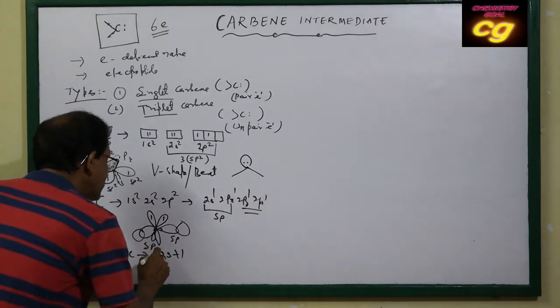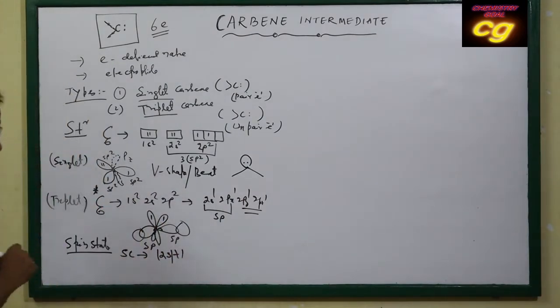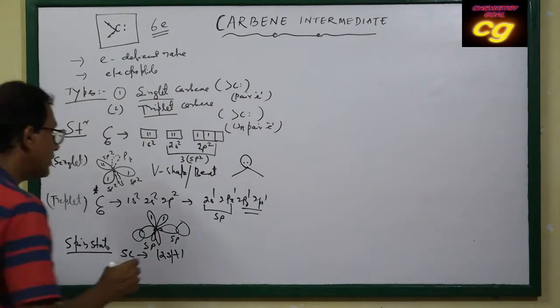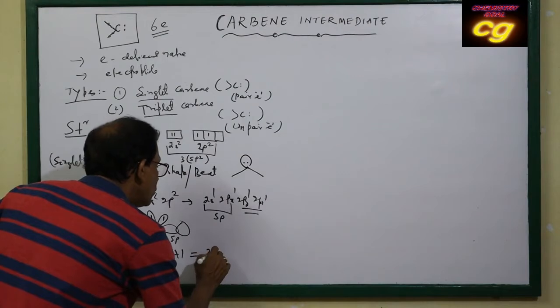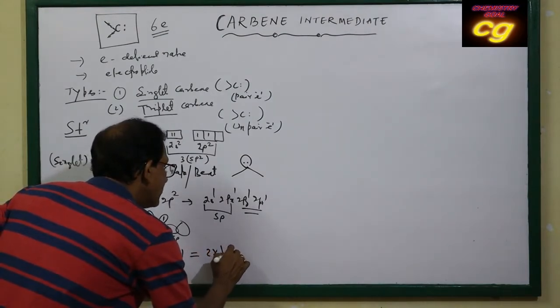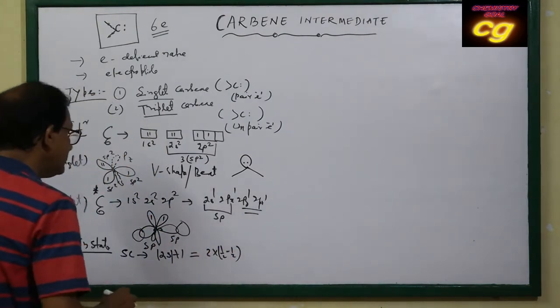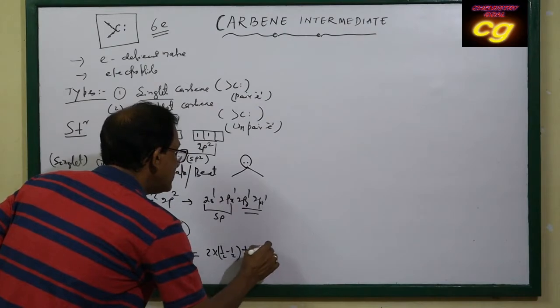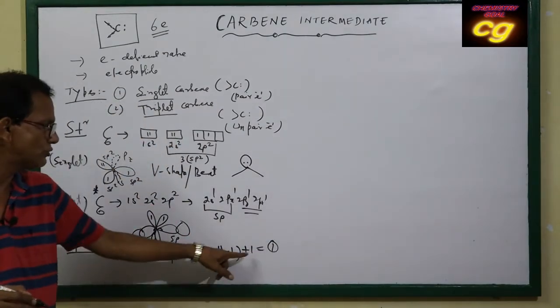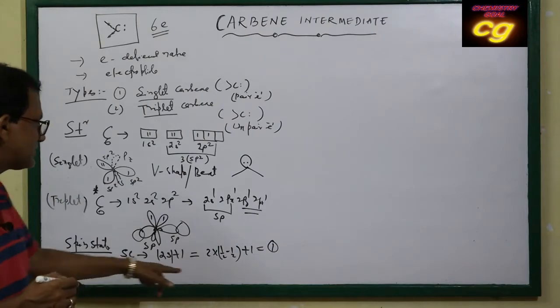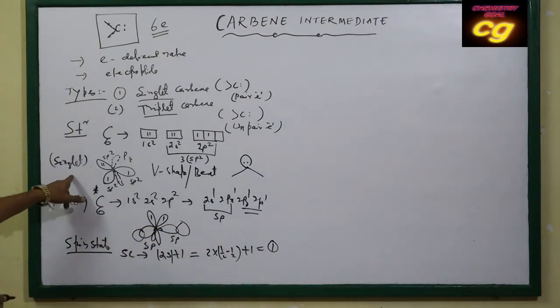2S plus 1 will be in positive form, so the result is 2. Suppose in case of singlet, two electrons: one is plus half, another is minus half. So 2 into plus half minus half, then plus 1, the result will be 1. Plus half minus half is 0, 2 into 0 is 0, plus 1. So the spin state is 1, and that is what is called singlet carbene.